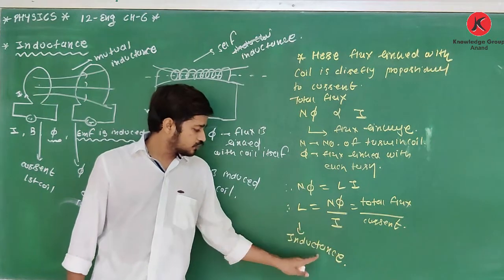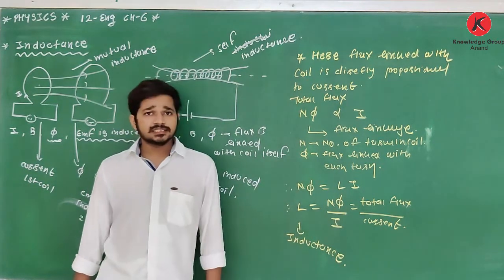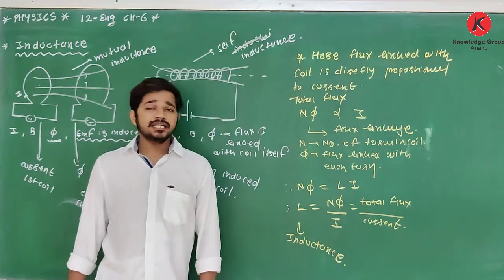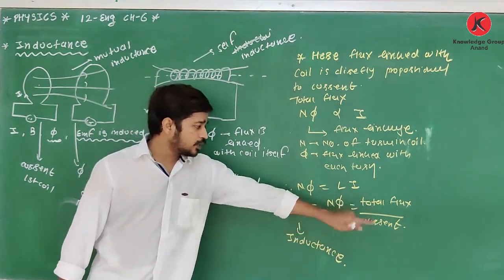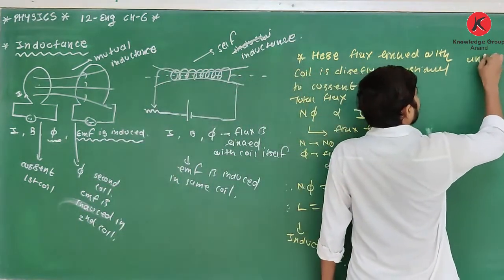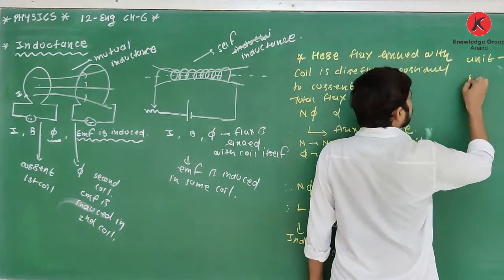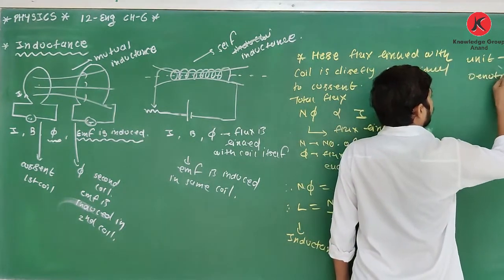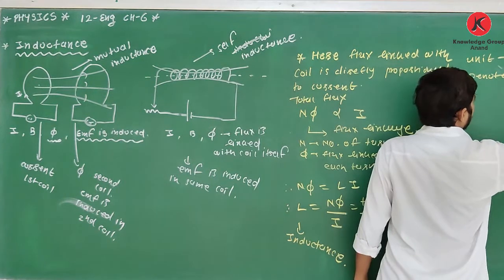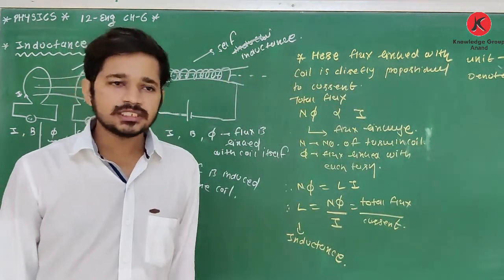What is total flux? N phi upon I is called inductance. So L is equal to N phi upon I, total flux per current. What is its unit? Its unit is Henry, and it is denoted by capital H. Clear about this?